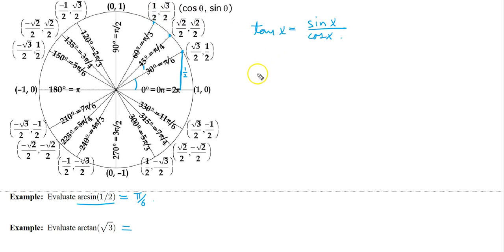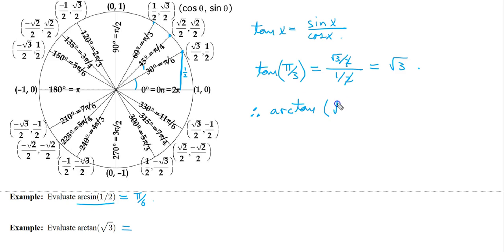So let's notice then that the tangent of pi over 3 is going to be sine over cosine, root 3 over 2 divided by 1/2. Of course, the 2's here cancel, and we get root 3. And so therefore the arctangent of root 3 will be pi over 3. And there we go. So this quantity here is pi over 3.